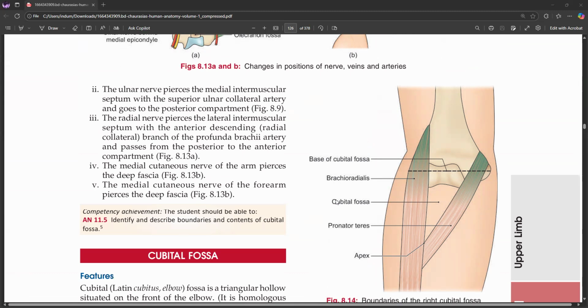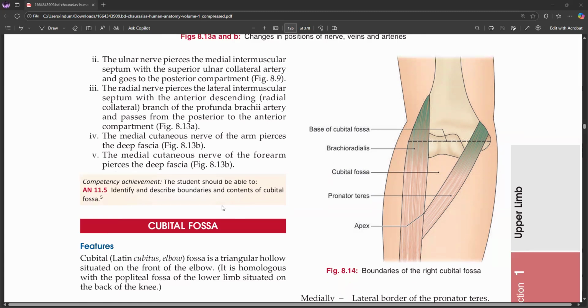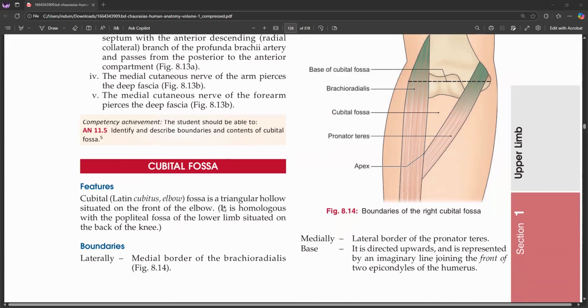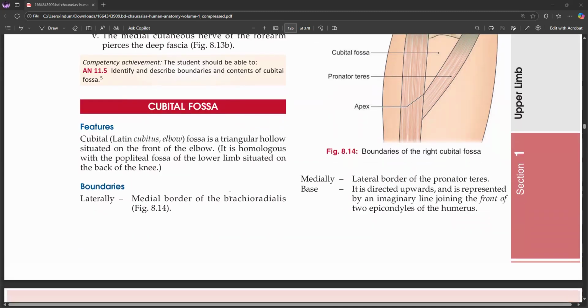The medial cutaneous nerve of the arm pierces the deep fascia, figure 8.13b. The medial cutaneous nerve of the forearm pierces the deep fascia, figure 8.13b. Cubital fossa. Features. Cubital fossa is a triangular hollow situated on the front of the elbow. It is homologous with the popliteal fossa of the lower limb, situated on the back of the knee.